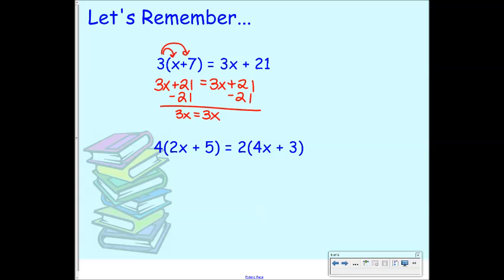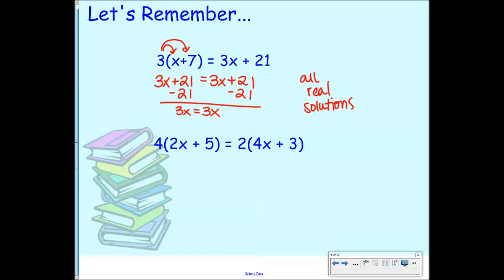And whenever I have something that's true, like 3x equals 3x, that means it is called all reals, or all real solutions. So when I have identical equations on both sides, or when my variables disappear and I'm left with something true, that means I have all real solutions. Remember, these are two kind of tricky things that we talked about. So in this problem, I'm going to distribute on both sides. And I end up with 8x plus 20 equals 8x plus 6.